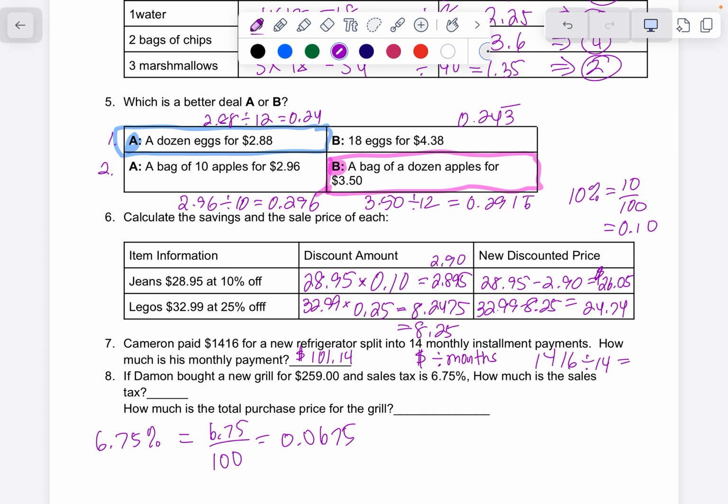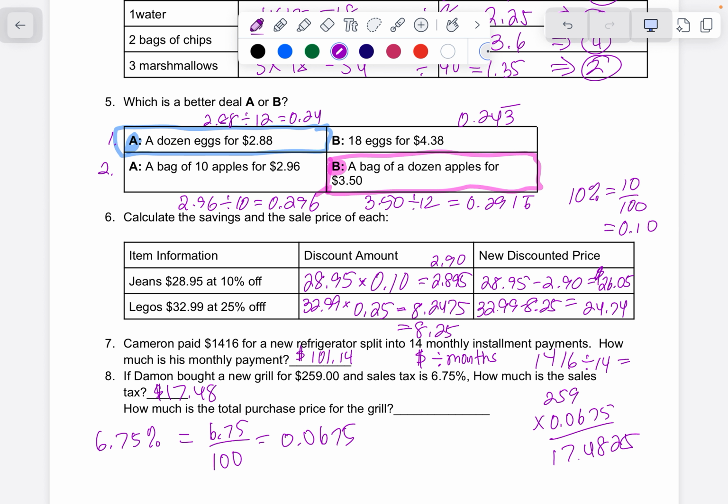So we're going to do 259 times that decimal to find how much sales tax he has to pay on the grill. We're going to round it to the nearest penny. The calculator reads this. Should we keep it 48 or should we round it up to 49? Keep it 48, okay? So that would be $17.48 sales tax, okay?